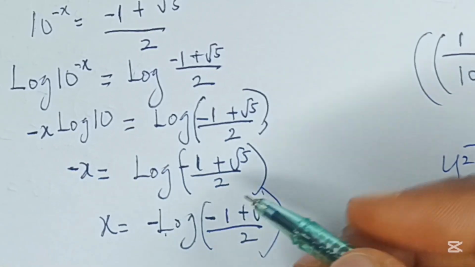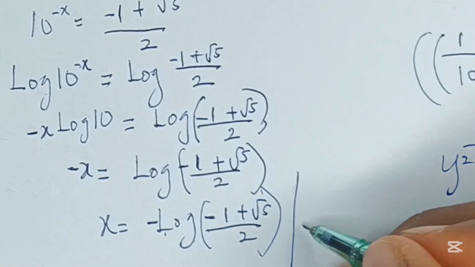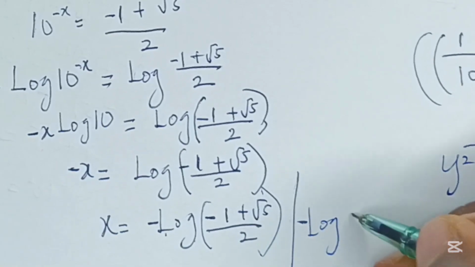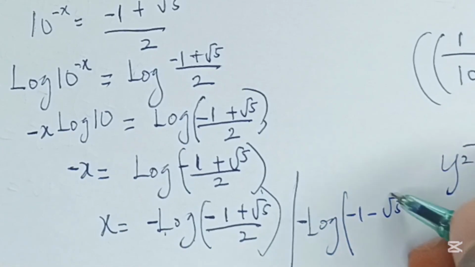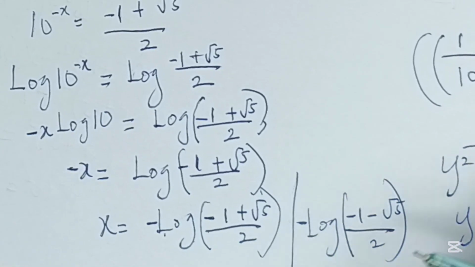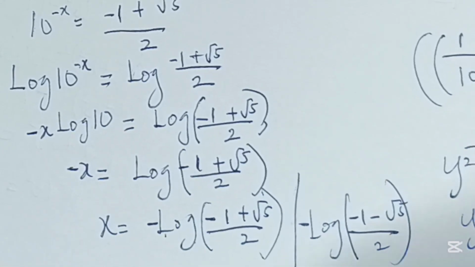Now the second answer for x will now be minus log, okay, minus 1 minus root 5 all over 2. Okay, so this becomes the answer to this question.